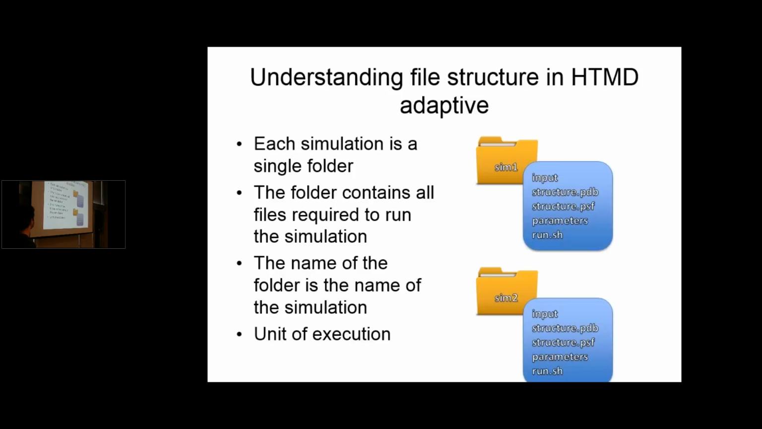To understand how the file structure in HTMD works, as I said before, each simulation is a single folder. In our case, we don't put different simulations into the same folder. Pieces of the same simulation can go in the same folder, but not different simulations. The folders must contain all of the required files to run a simulation. In this case, it's imperative that if you have a starting folder for your adaptive sampling, it must be runnable. It must have everything that you need to run a simulation in it.